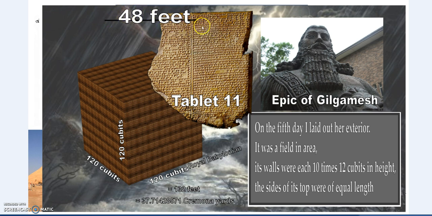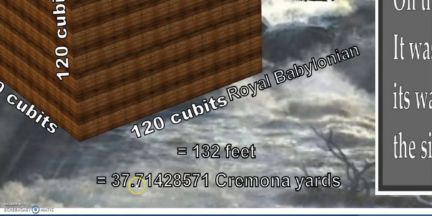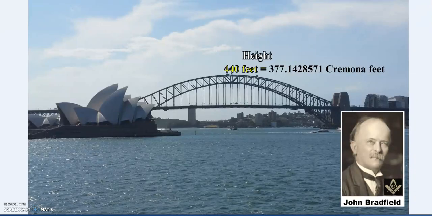Okay, forget that 48 feet, that's a mistake there, that's just a crossover, it didn't have to do with the layers. But that's described as 10 times 120 cubits in height and equal sides and length, and 120 Royal Egyptian cubits at a 1.1 ratio is equal to 132 modern feet, which is 37.7142857 Cremona yards, which brings us to John Bradfield, the Mason who designed the Sydney Harbour Bridge.